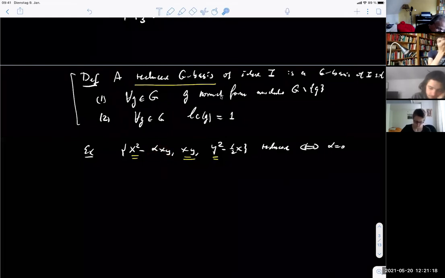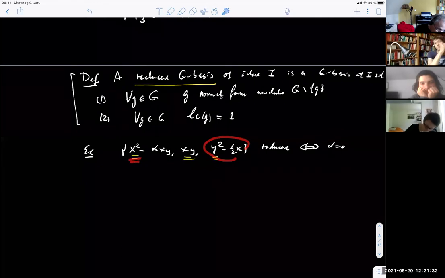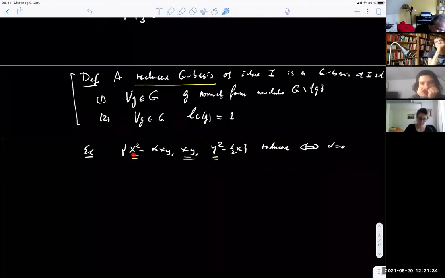So let's see, like I have y squared minus x. Is this a normal form? Well, let's check. Let's try to divide by this. But here the leading term is x squared. x squared doesn't divide y squared. x squared doesn't divide x. Same here. xy doesn't divide y squared. xy doesn't divide this. So I checked. It's reduced when alpha equals 0.